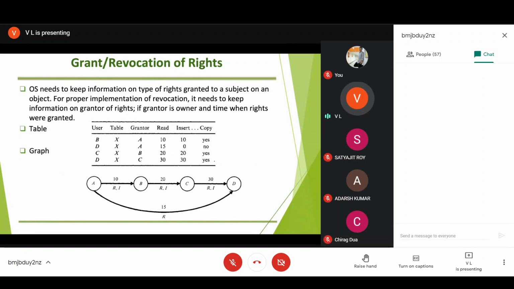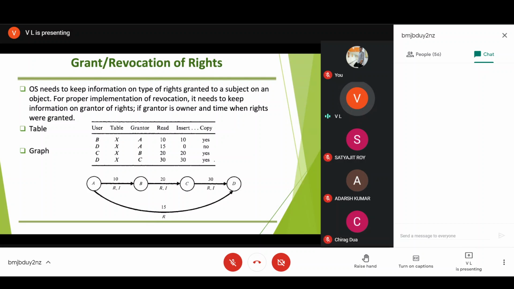The operating system has to keep information about the rights which have been granted to a subject on an object. So it will keep some information like this: this is a user, and at time 10, these are the times. So at time 10, read write was granted by A to B, and at time 15, A granted right to B on this table.